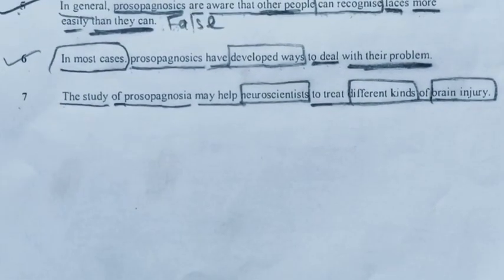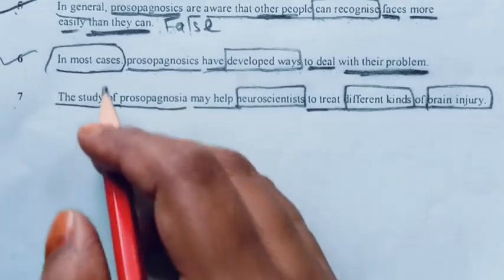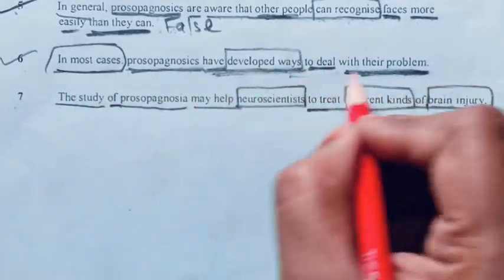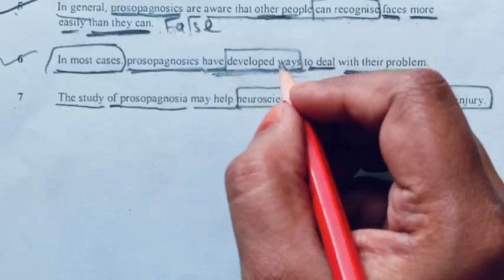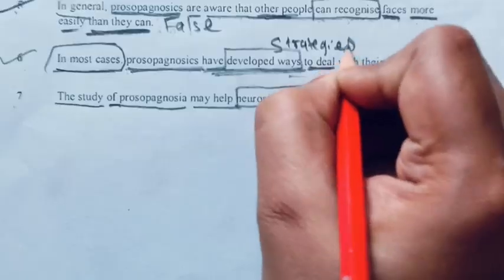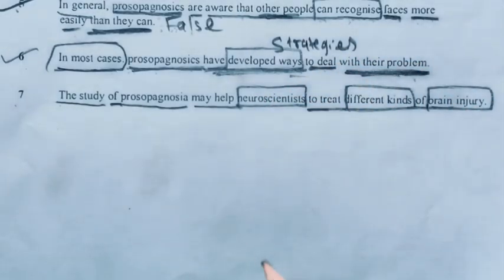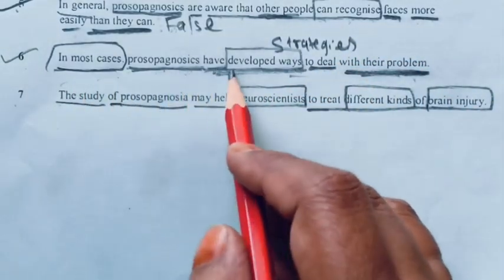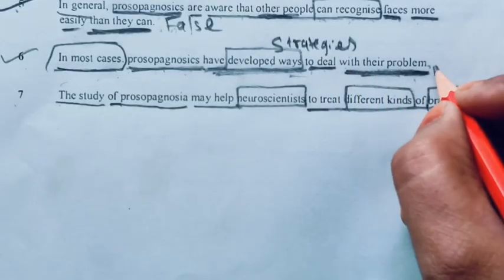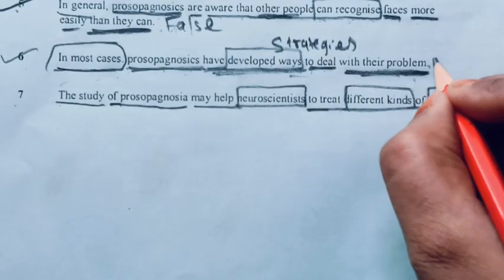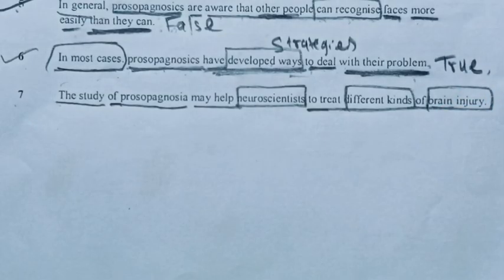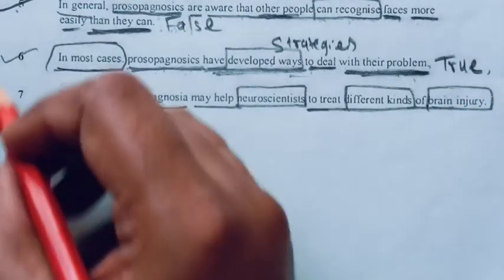So in question number 6, they are asking, in most cases, prosopagnosics have developed ways to deal with the problem. Developed ways means they are talking about strategies. That in most cases, prosopagnosics have developed strategies to deal with their problems. Yes, we have just seen this in this paragraph. So both the statements agree with each other, so we will write true in front of 6 in our answer sheet.